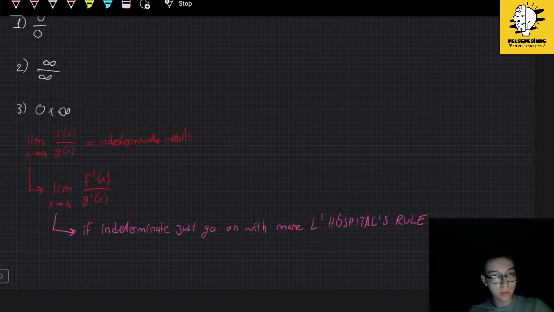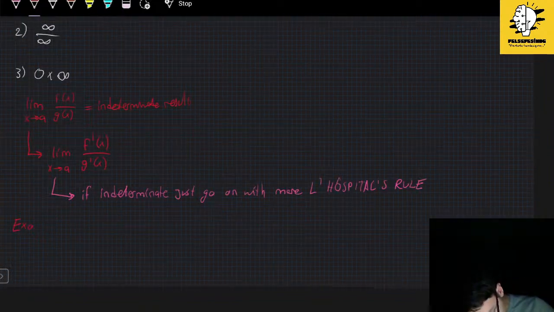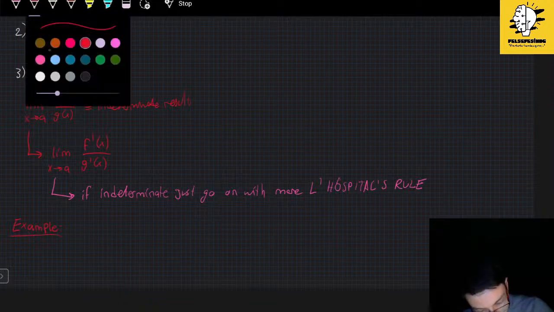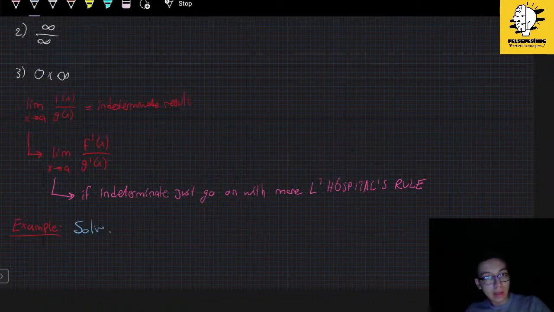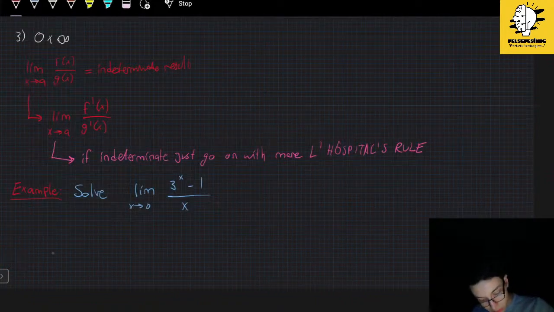So should I solve a question about this? Yeah, let's solve. Okay, so here is an example. Let's solve the limit as x goes to 0 of (3 to the power x minus 1) over x. So let's use traditional methods first.